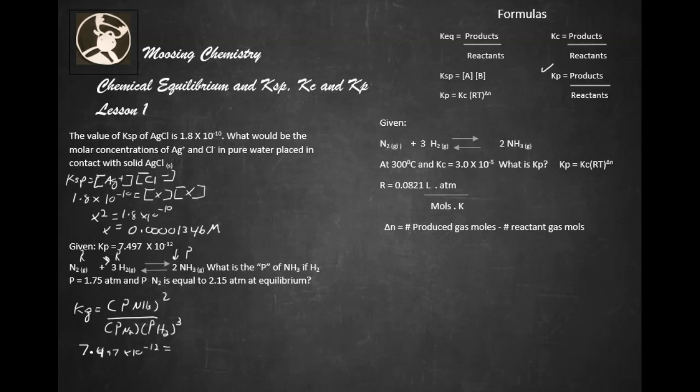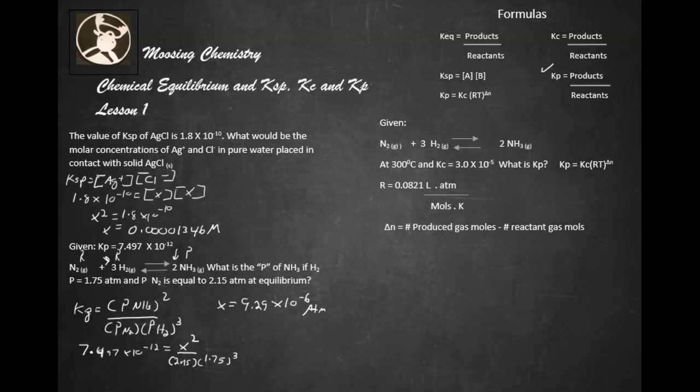x squared, because we don't know what that product's going to be yet, over the pressure of the nitrogen, 2.15, times the pressure of the hydrogen, 1.575, cubed. And after we work all that math out, we get x is equal to 9.29 times 10 to the negative 6 atmospheres.